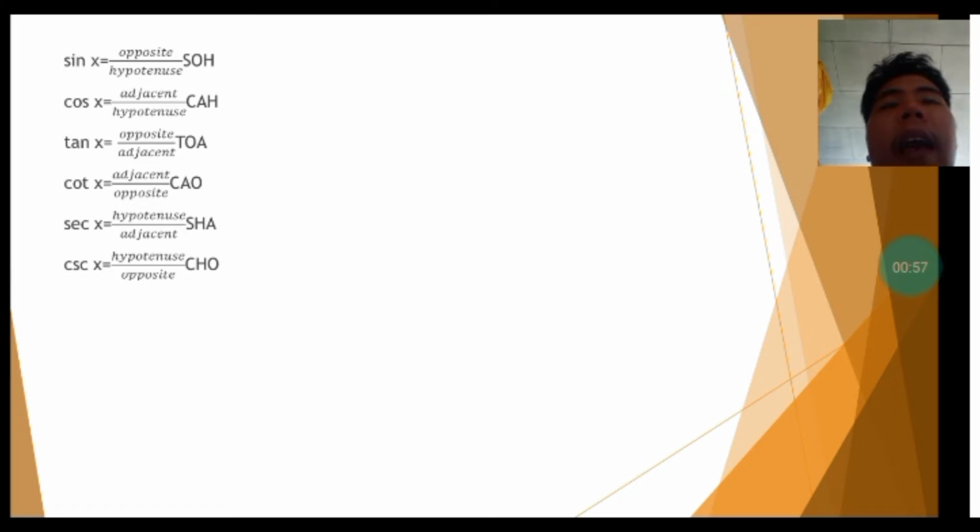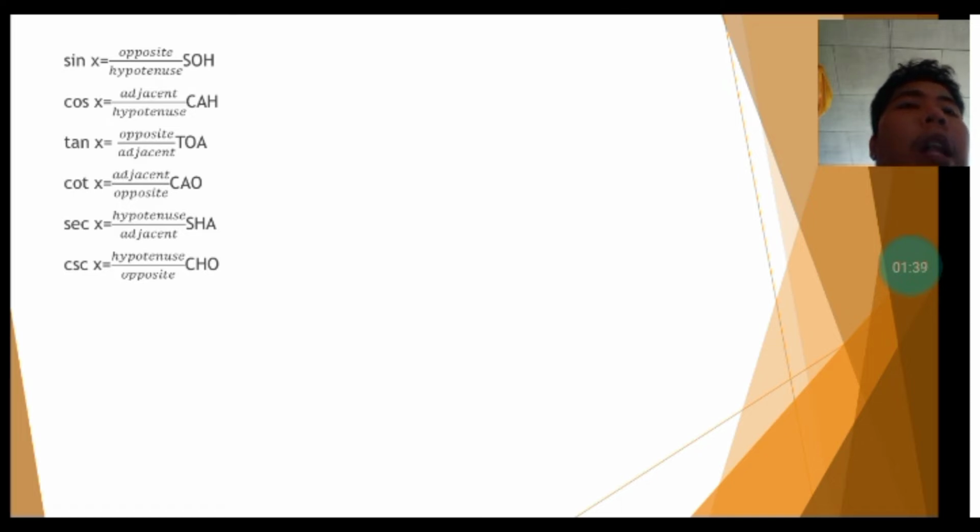When I say sine x, for example, angle x, the formula is very common. It is in high school, it is in college. That is what we call SOHCAHTOA. In finding the sine of a given angle, sine x, the formula is opposite over hypotenuse. In cosine x, it is adjacent over hypotenuse. In tangent, it is opposite over adjacent. And we have sine, cosine, and tangent.